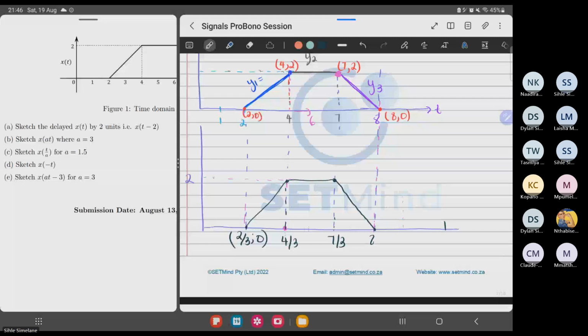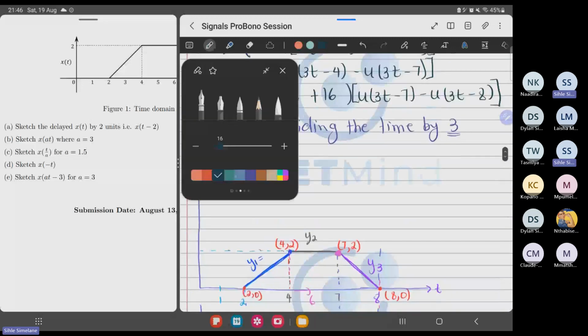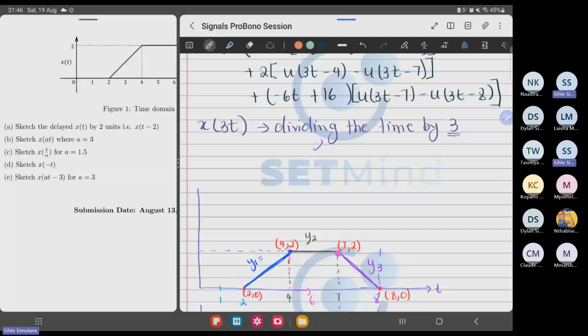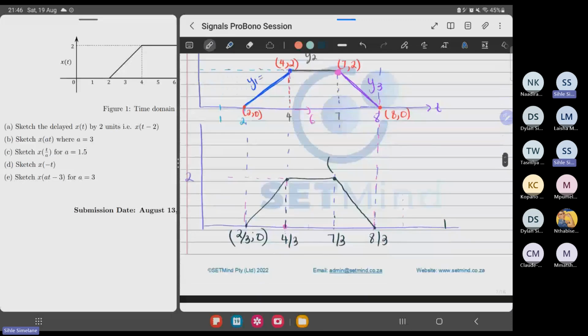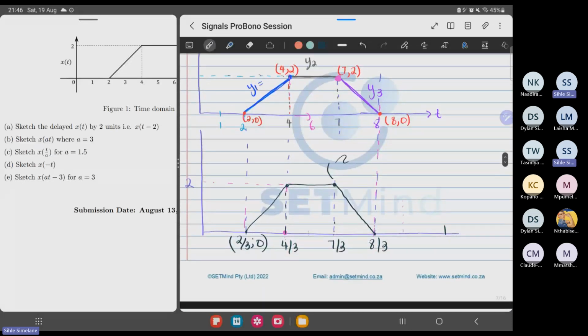This point here, which was at 7 and 2, remember that we are dealing with t. The y value does not change. So here, remember the focus is only on t per se. That point there, obviously the t is 7 over 3, and then the y value does not change. So your new graph would look like this after doing your time scaling. And then here, obviously, your x is RT.